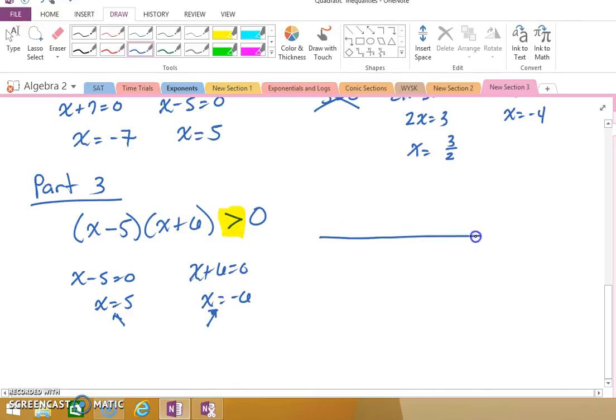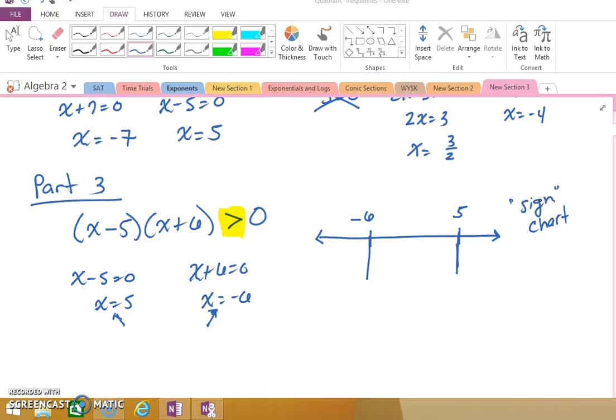So we're going to put both of those values over here on a number line itself. Remember this is a number line, so the way the number line works is from least to greatest, so negative 6 and 5. And then what we want to do is just extend that number line a little bit down, and now I've got what we call a chart. So this is what we call a sign chart. So if you ever hear me refer to a sign chart, this is what we're talking about.